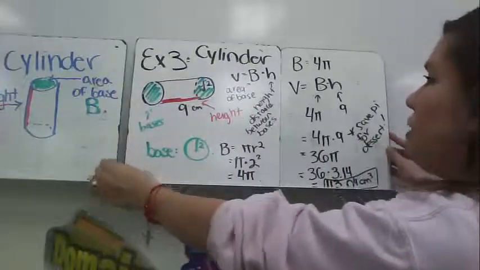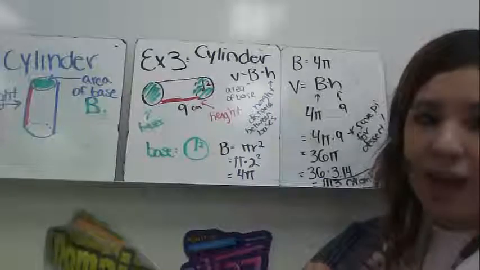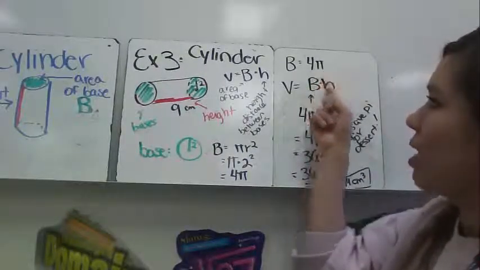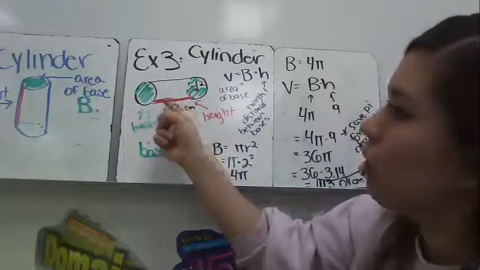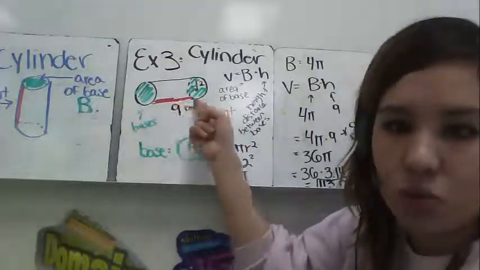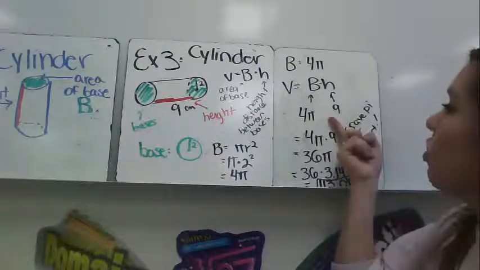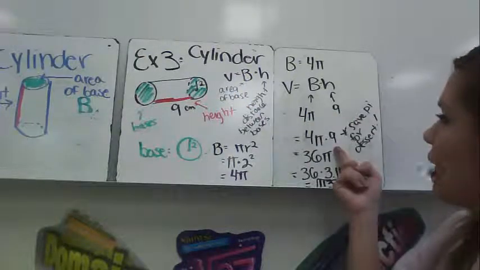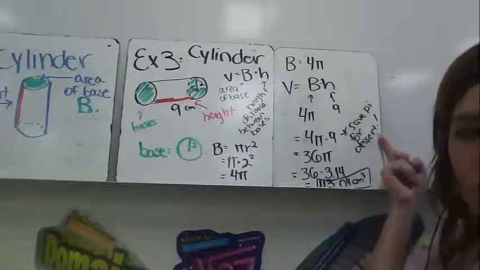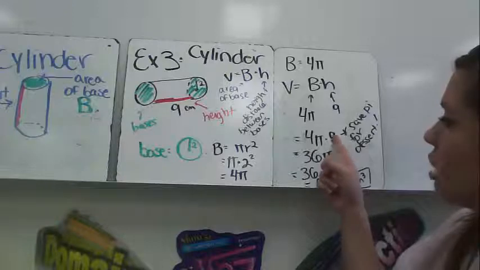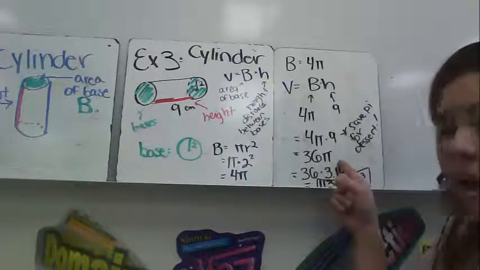Let's continue. In the second part, we have the big B is 4 pi, and I need to find my height, so I look at my shape. The distance between the two circles is 9, so that's what I'm going to plug in for h. So I'm going to do 4 pi times 9. And remember, we're saving pi for dessert. I'm going to wait until the very end. So I just do 9 times 4 is 36 pi.